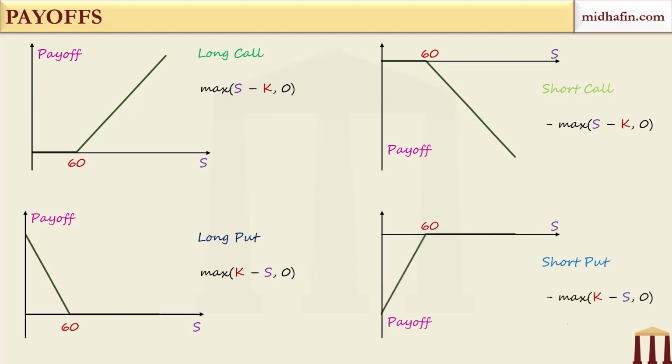Similarly, short put is just the reverse of long put, and it is given as the negative of the long put payoff, that is max of K minus S or 0.